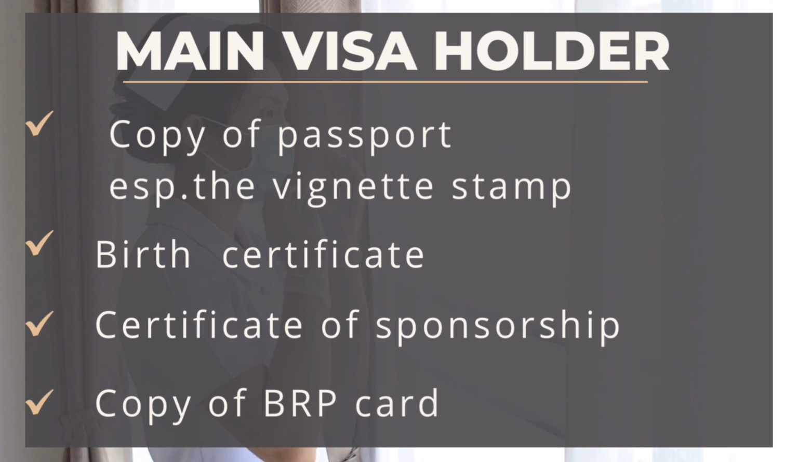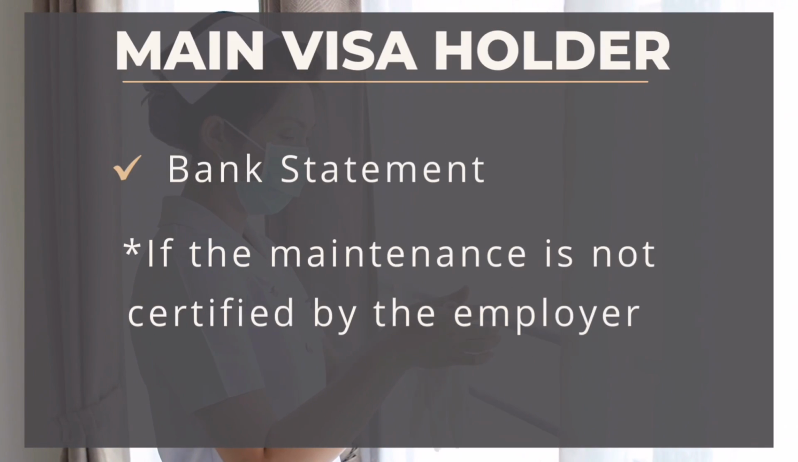However, if you are applying separately, if you are just joining them, so if they are already in the UK, you would need the copy of their certificate of sponsorship and their BRP card or the biometric residence permit. So you need to provide a copy of the front and back side of the BRP card. You would also need a bank statement or bank reference letter if your main visa holder does not have a certified maintenance sponsorship. Now let's talk about the optional documents or credentials that you can provide in your visa application.